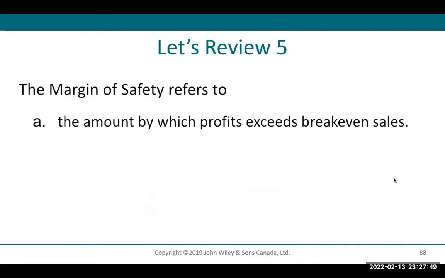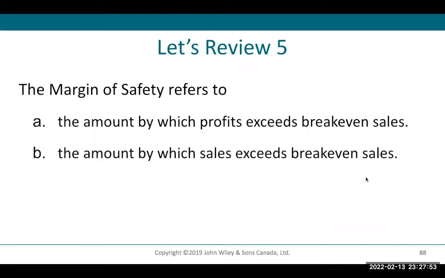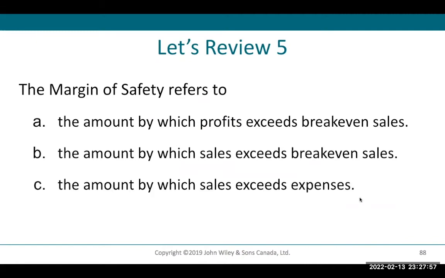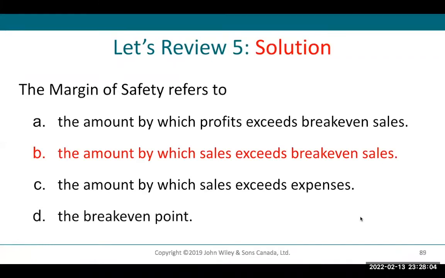So the margin of safety refers to A, the amount by which profits exceed break-even sales, B, the amount by which sales exceed break-even sales, C, the amount by which sales exceed expenses, or D, the break-even point. And the correct answer is B, the amount by which your actual or expected sales exceed your break-even sales. How much can you fall? How much room do you have to fall before you hit your break-even sales?